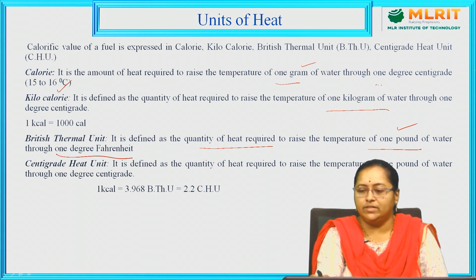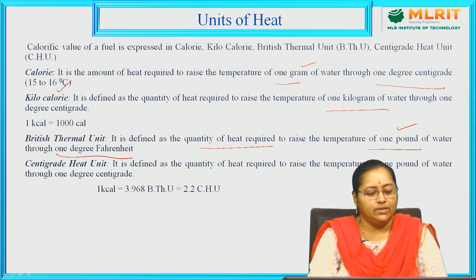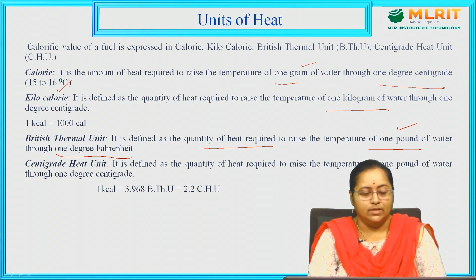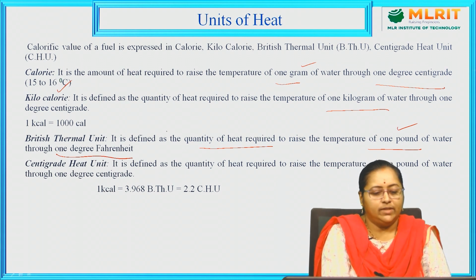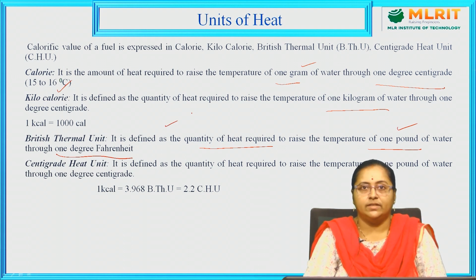Initially we considered a 1 degree centigrade raise. So here the way of expressing the temperature is also going to change. That means we are going to consider 1 degree Fahrenheit. So the British thermal unit can be defined as the quantity of heat energy that is required to raise the temperature of 1 pound of water through 1 degree Fahrenheit.